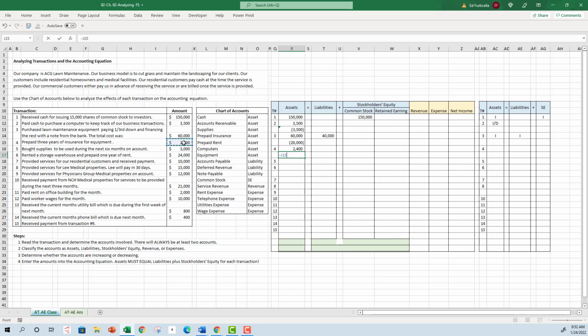In this case, the prepaid insurance asset is increasing and the cash asset is decreasing. So as we fill in our accounting equation, we have prepaid insurance, the asset going up, increasing by $2,400, and cash asset decreasing by $2,400. So we have an asset increasing and an asset decreasing.